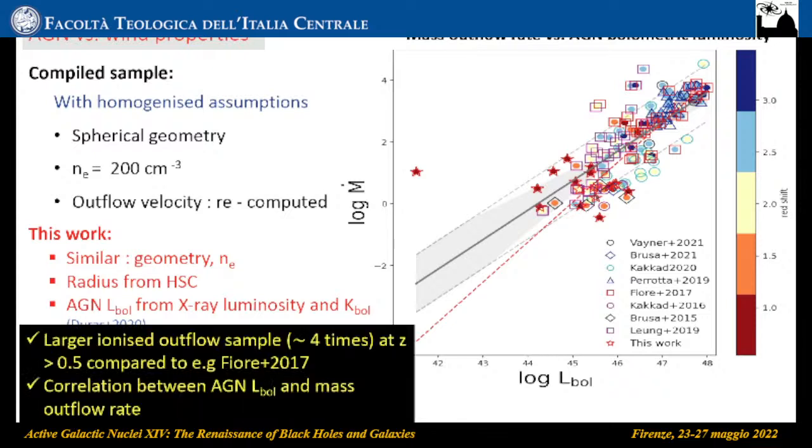So from this, using our large sample, we can say that this is for sure the largest sample of ionized outflows at redshift greater than 0.5 as compared to the previous comparisons, and with that we still see a correlation between the AGN bolometric luminosity and the mass outflow rate.